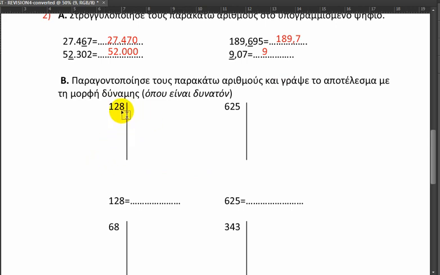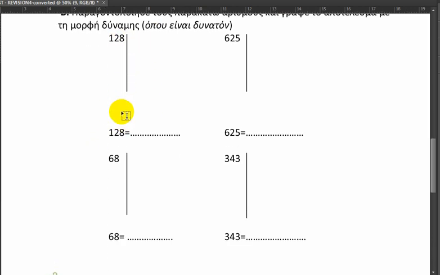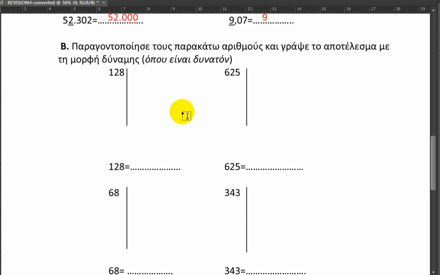Okay, so here we want to factorize these numbers. So let's see. What is the smallest number I can divide 128 with? Let's divide it by 2. We'll make it 64. And we'll ask, can we divide it by 2 again? And the answer is yes. It becomes 32.